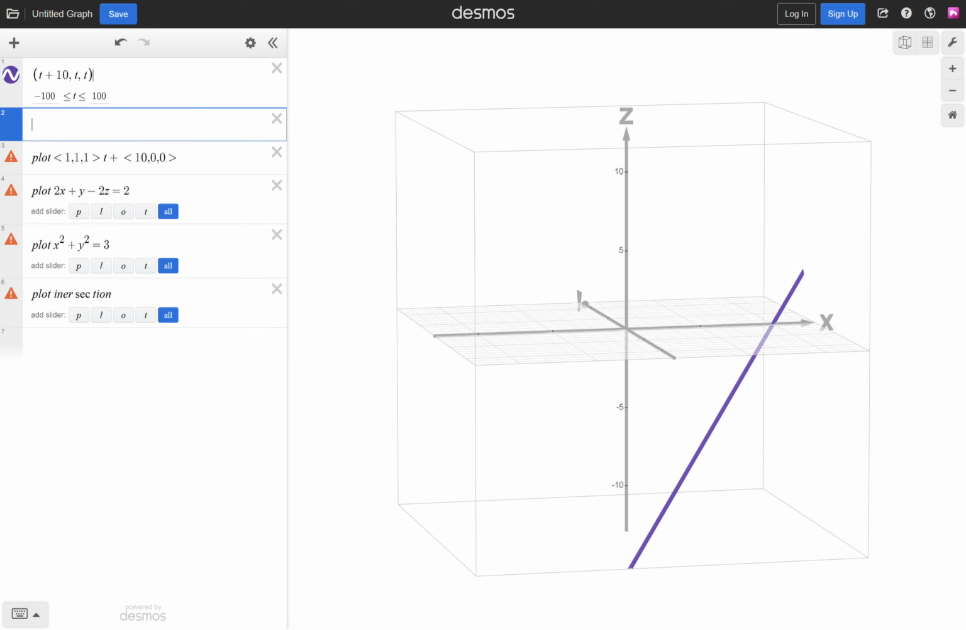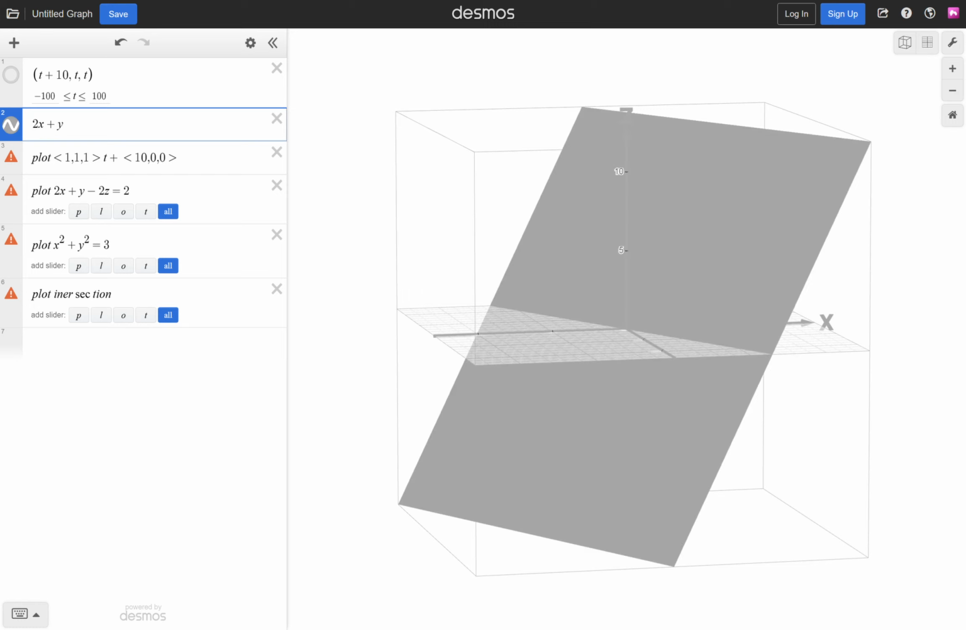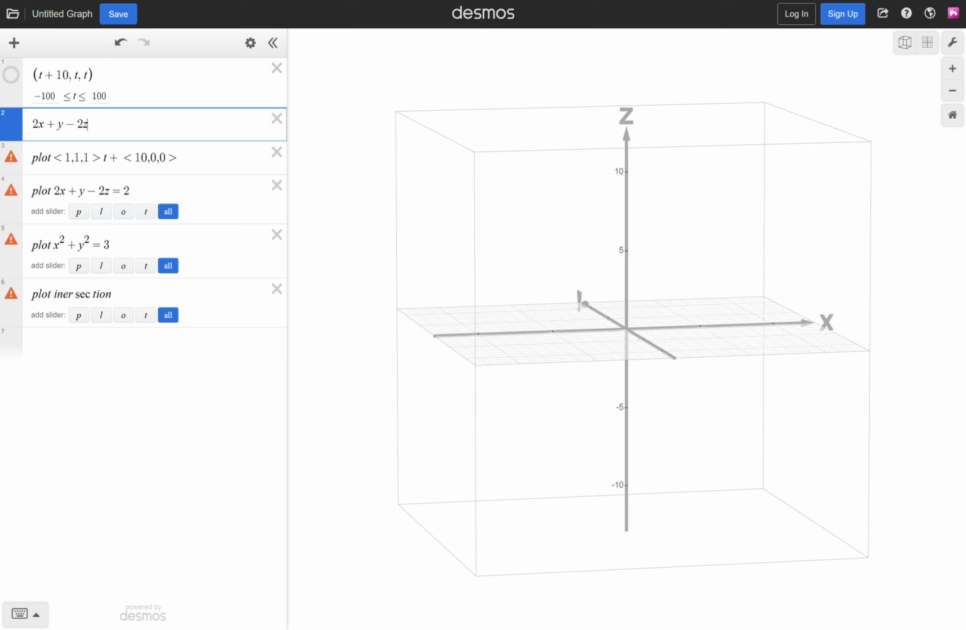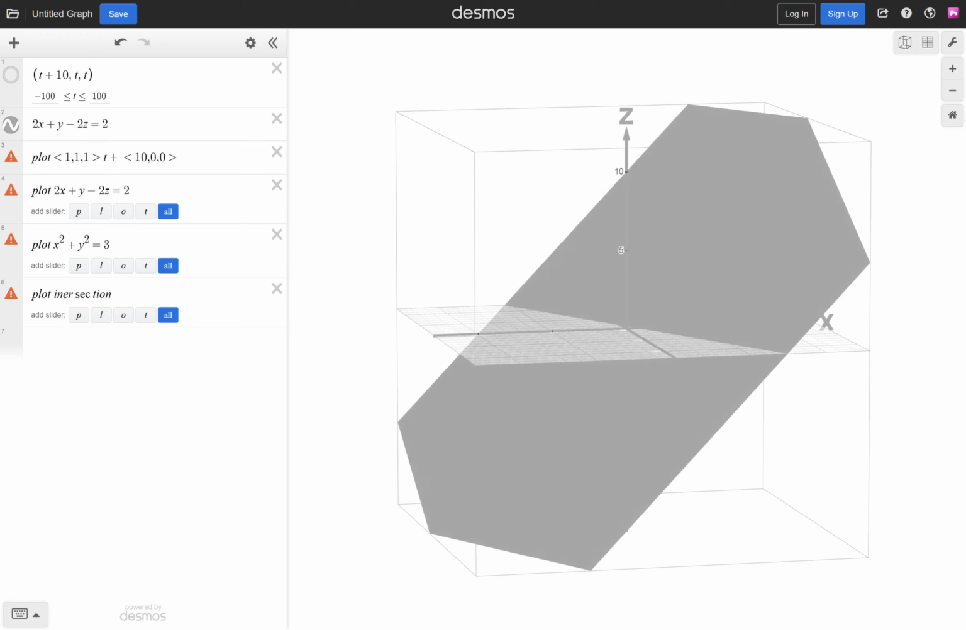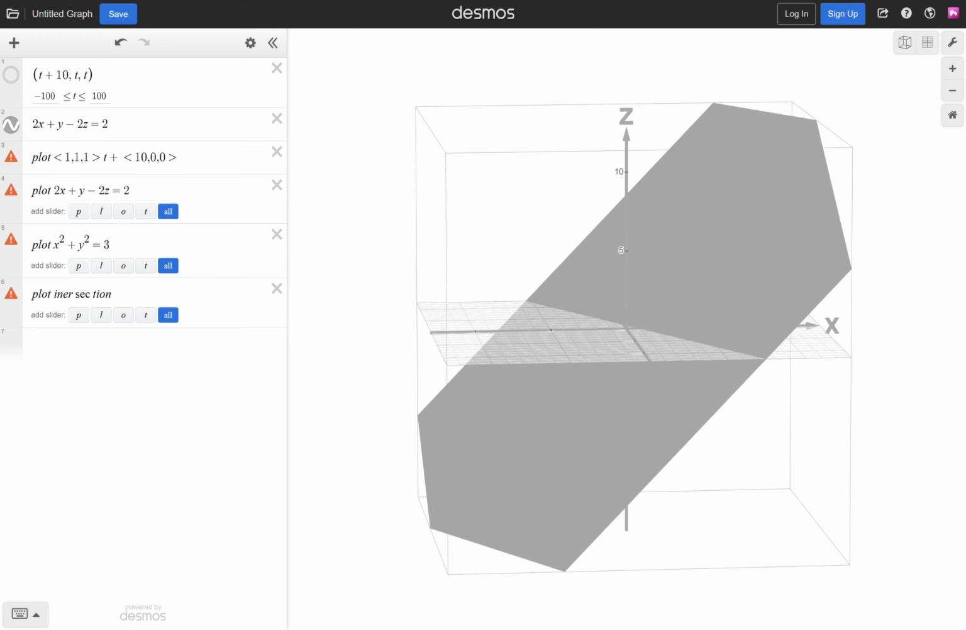Next, we are asked to plot this equation given here, and to do this we can just stick this equation into Desmos. 2x plus y minus 2z equals 2, and this gives us a plane, and this plane is all the points which are solutions to this equation. Also, we can subtract 2 and factor it out and find the normal vector for our plane is 2, 1, negative 2, and that gives us extra information about the plane.